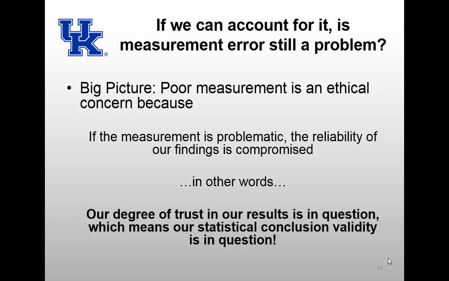And so the big picture we really want to have you take away is that poor measurement, and not doing all of the extra work, and we recognize that it is extra work, but not doing that extra work is an ethical problem, because if our measurement is problematic, the reliability of our findings is compromised, and so we can't trust the results that we're sharing. And since we're doing work that we're trying to improve our understanding of concepts and constructs and relationships between things, it's really, really important that we do whatever we can to make our results trustworthy, so we're contributing to the literature in a way that is impactful and ethical.